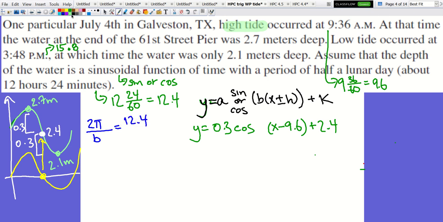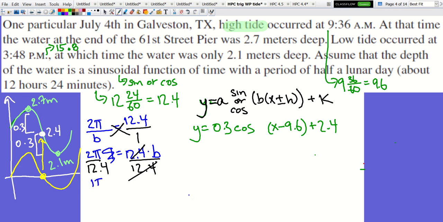And we're trying to find B so that we can plug it in here. I'm going to divide that by 1. I mean, it's invisibly underneath the 12.4, is a 1. Cross multiply, and you get 2 pi times 1 equals 12.4 times B. This times 1 doesn't matter. You divide both sides by 12.4. What you do on one side, do to the other. These cancel. 2 over 12.4 reduces as a fraction to 1 over 6.2 equals B.